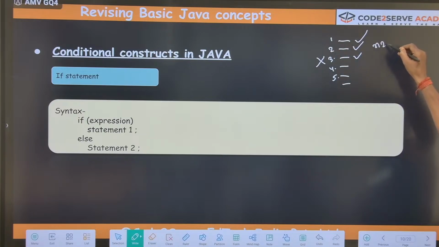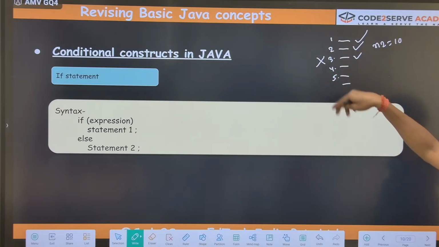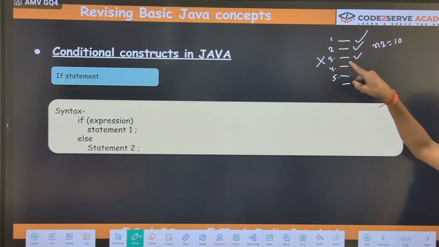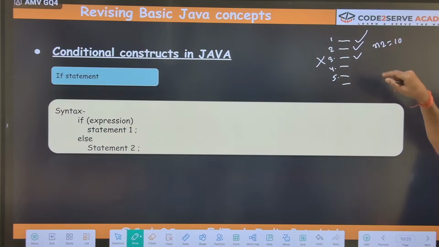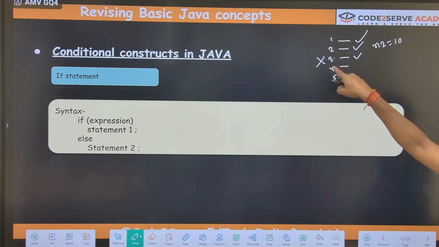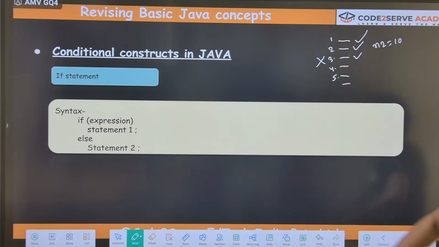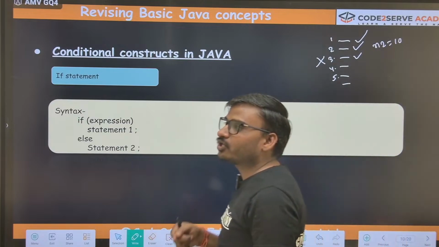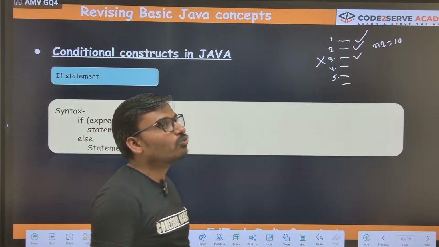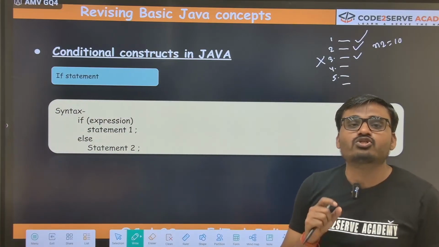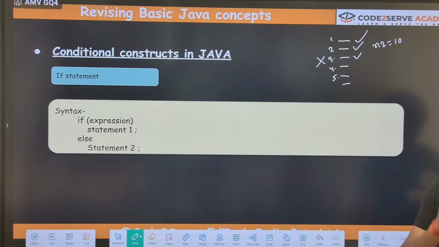suppose here is one variable n2 equals 10. So if I say I only want to compute statement 3 only if the value of n2 is greater than 20. If the value of n2 is not greater than 20, I am not going to execute the statement in line number 3. So for this type of scenario, where you don't want to execute a particular piece of code, or you want to execute a particular piece of code based on some logic, based on some condition, then we apply a conditional construct.